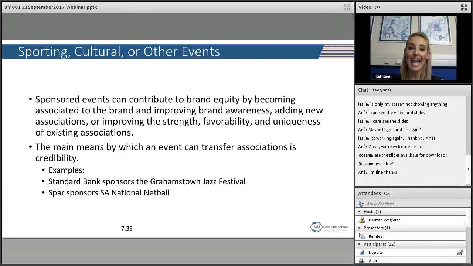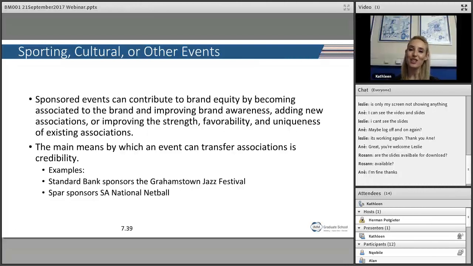If we are looking at sponsoring events, then we would hope that these would add to our brand equity by improving our brand awareness. As you know, if you sponsor events like the Olympics or the Soccer World Cup, your logo is on TV screens all over the world in some cases. It can also add additional associations to your brand and improve the strength, favorability, and uniqueness of existing associations.